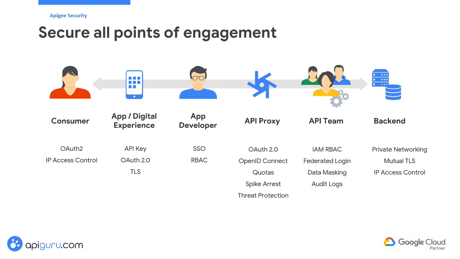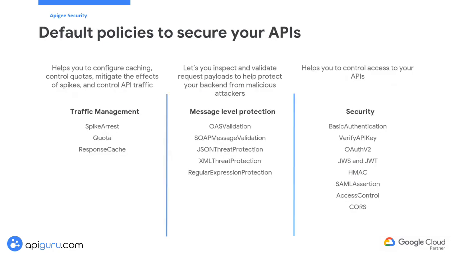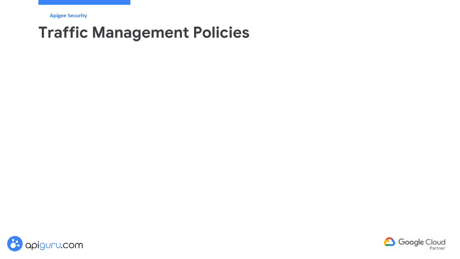In this video, we will show how you can leverage the different capabilities to secure all points of engagement. We recommend that you use the Apigee default policies to secure your APIs. You can attach one or more of these policies to your API proxy. Let's get started with the traffic management policies. They help you configure caching, control quotas, mitigate spike effects, and control API traffic.